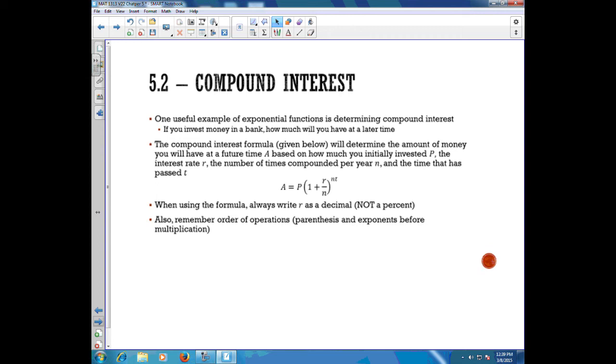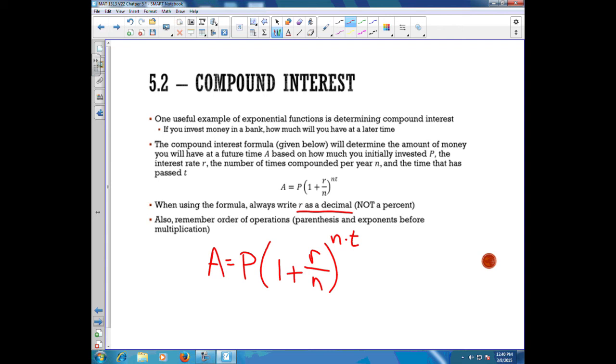Now, one definite use of exponential functions is what's known as compound interest. So if you invest some money in the bank, how much money are you going to have at a later time? This compound interest is given by the compound interest formula, which is shown in the middle of the page there. It will determine the amount of money that you have at a future time, which is A, based on the principal, how much you invested, times 1 plus the interest rate, which is R. Now, in your problems, the interest rate will be given to you as a percent. Always convert it to a decimal. R should always be a decimal when you work with it. And R divided by N, which is the number of times the interest is rolled over, and we'll talk about that in the next slide. And then raised to the power of N times T, where T is the amount of time that's gone past.